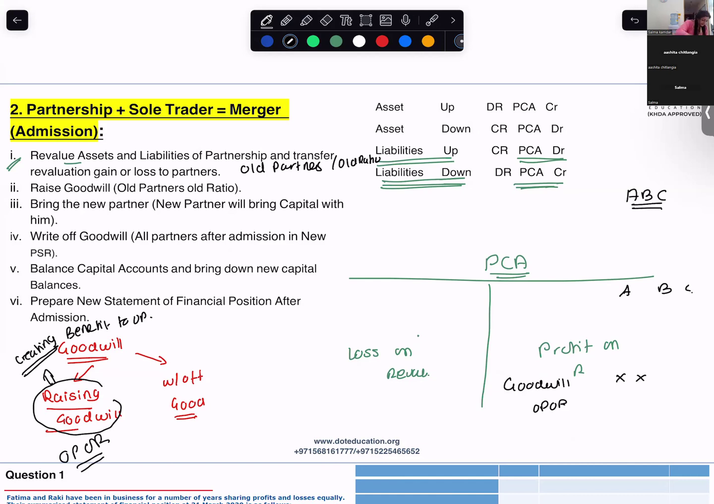Goodwill is raised and created. It is raised amongst the old partners in the old ratio. Now this goodwill is brought into the new firm, so this goodwill will be written off.